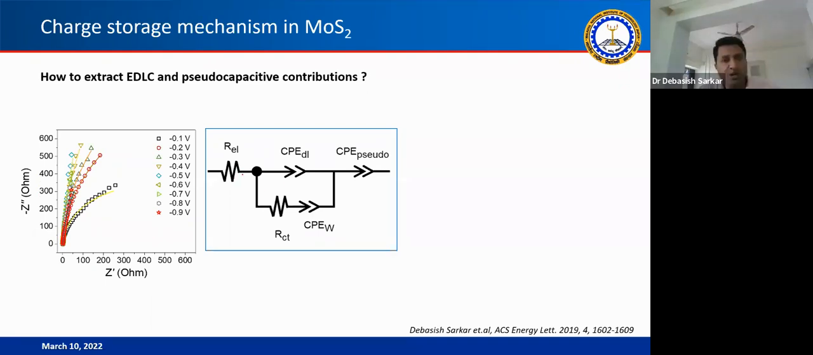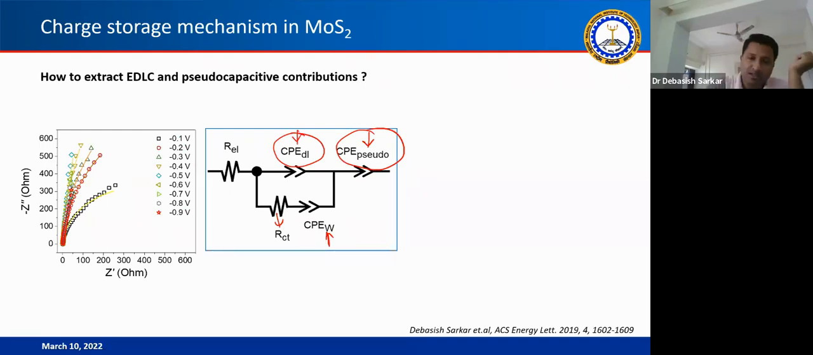Okay, in the equivalent circuit model, we have electronic resistance. This is double layer resistance, CPE_DL, and this component is pseudocapacitance. Sorry, this is double layer capacitance. CPE_pseudo means pseudocapacitance, and CPE_W is related to the Warburg element, and R_CT is called charge transfer resistance. So if we fit these Nyquist plots with this circuit model, we can get the values of CPE_DL and CPE_pseudo. That means double layer capacitance and pseudocapacitance at each of these potentials.